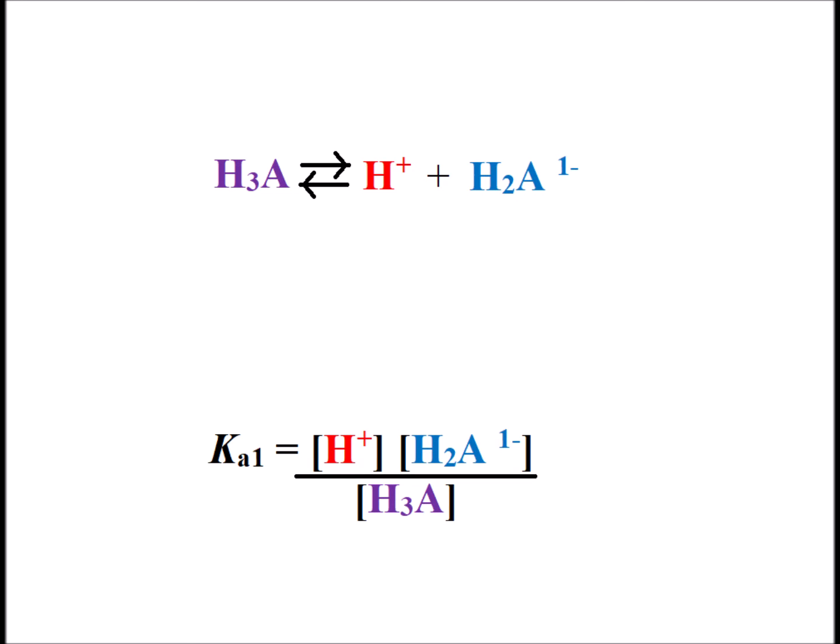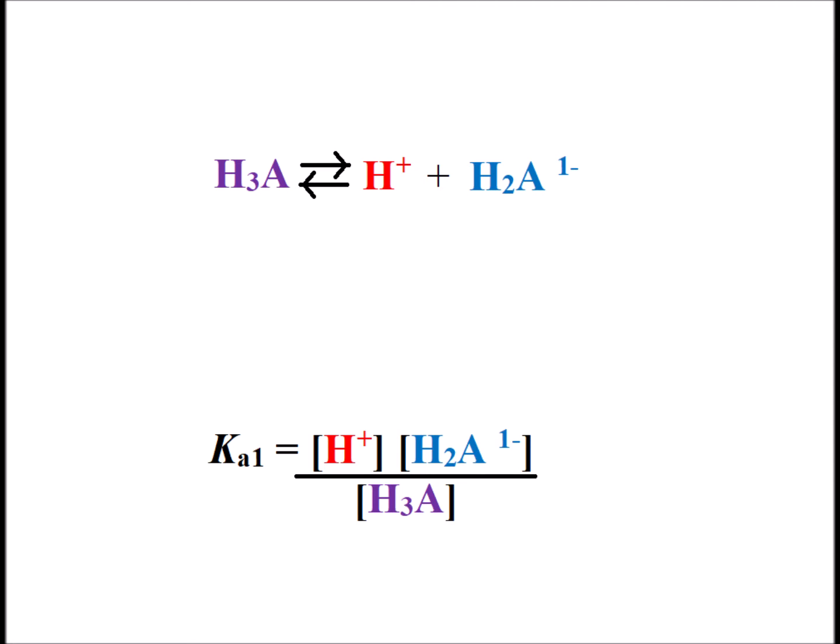Hello. In this video, we are going to derive expressions for the alpha values of a triprotic acid. Acids, as we know, can give off protons and leave behind their conjugate base. Depending upon the acid, we will have different concentrations of the acid and the conjugate base depending upon the pH.